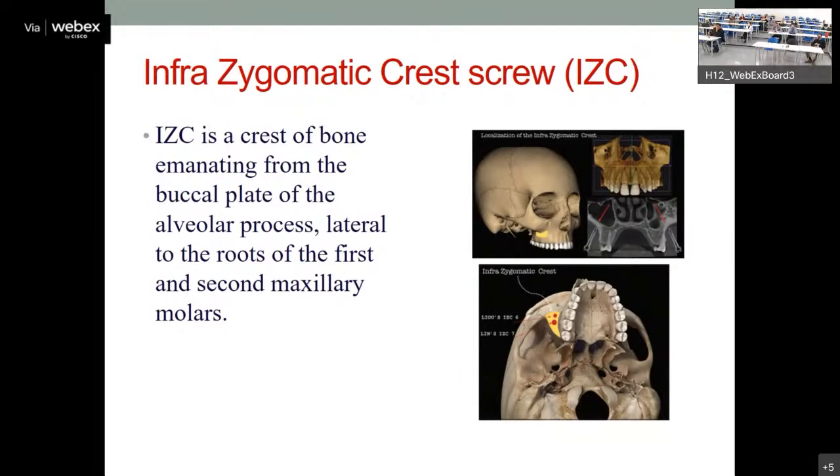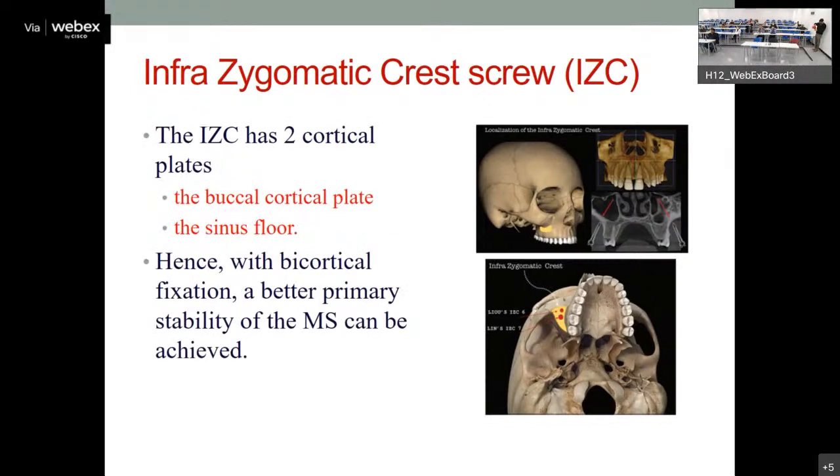This is a different type of microscrews. Those microscrews are inserted in alveolar bone. In this situation, the microscrew is inserted in the infrazygomatic crest, which is a bone emanating from the buccal plate of the alveolar process lateral to the roots of first and second maxillary molar. In young patients, it's located between second premolar and first molar, whereas in adults it is more posterior, located between first and second molar. Why infrazygomatic crest? Because it has denser bone.